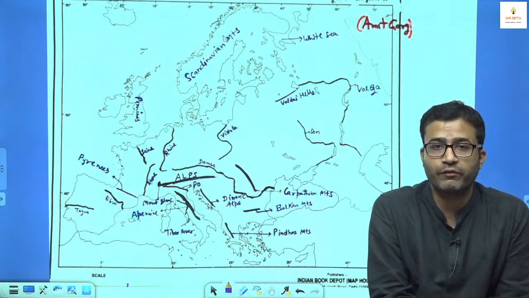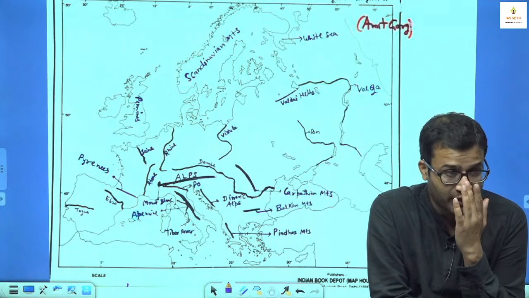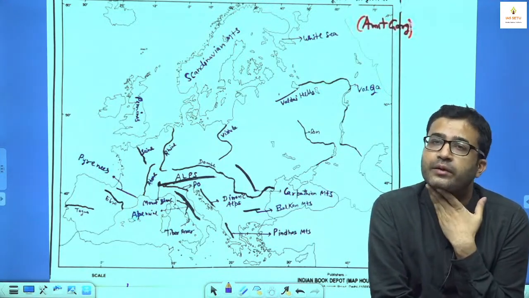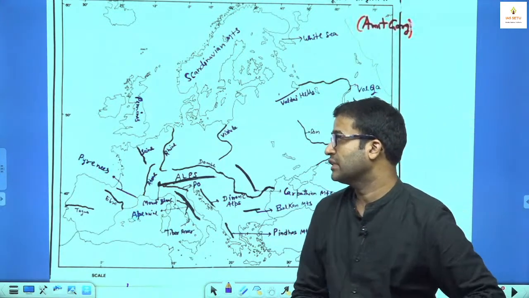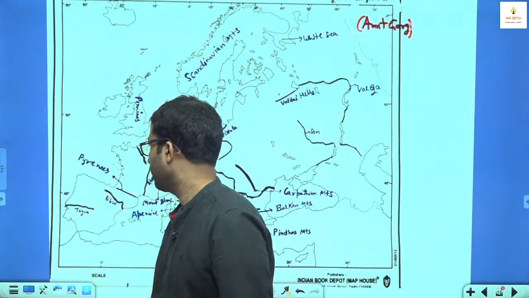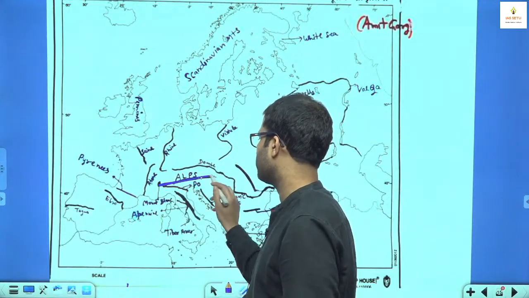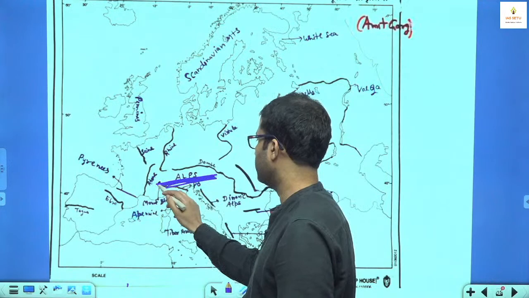Okay, so today we will do Europe plus Australia. In Europe we have seen the river system, already important rivers. So next we will see the important mountain ranges in the Europe continent. One is the Alps, very important, a famous one. Here this is Alps.